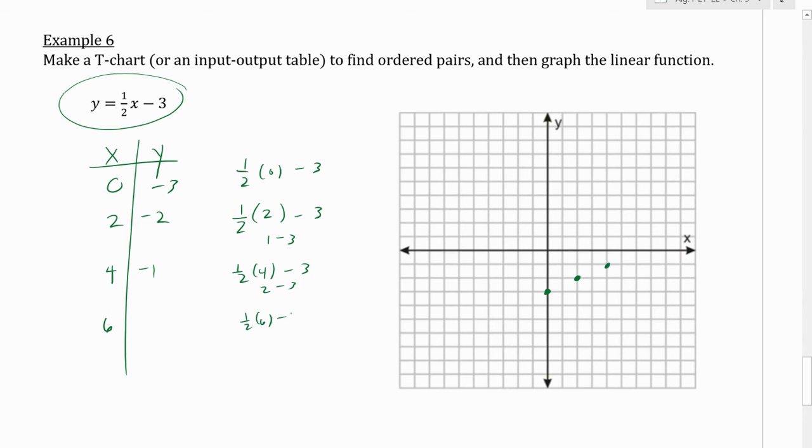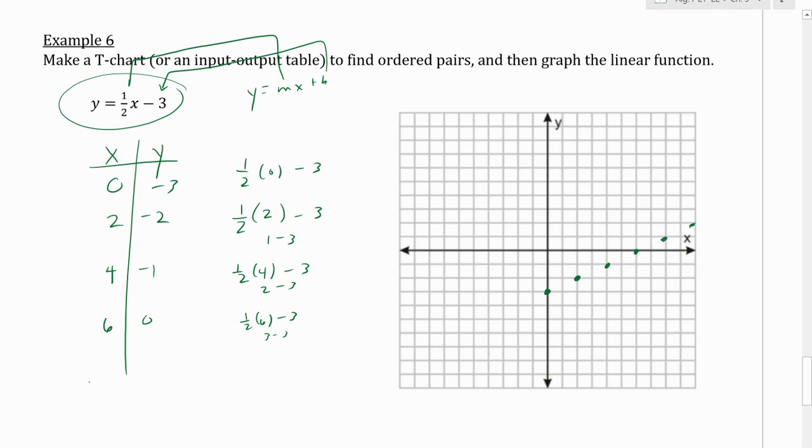Half of 6, down 3. That's 3 minus 3 is 0. Okay, you see the pattern? For every 2 I go to the right on the x, I go up 1 on the y. Go over 2, up 1, over 2, up 1. Because it's a linear function. It looks like that, where m is the half and -3 is the b.